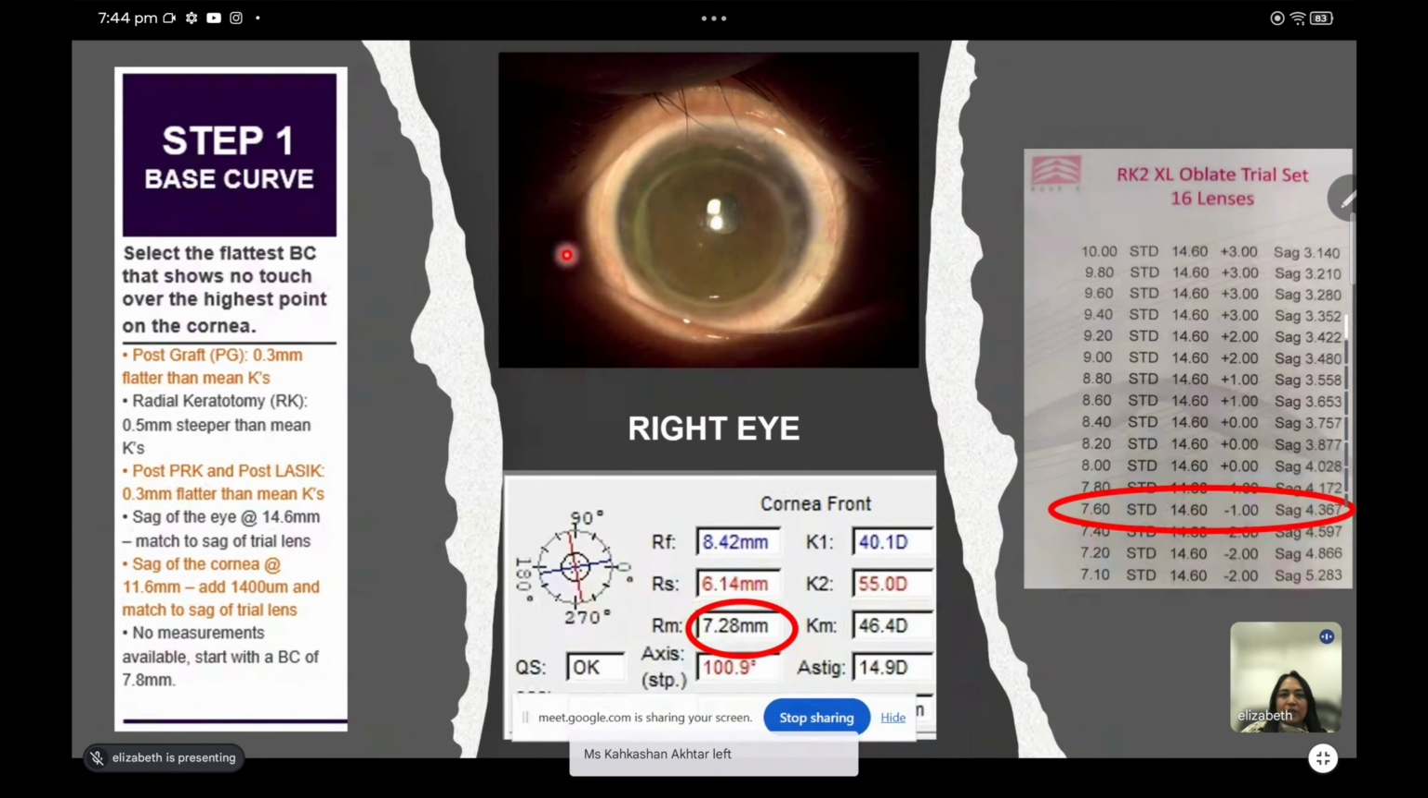All right, so this is our patient's eye. You can see the graft-host junction over here. You can see all the stitches are out already. So his eye looks pretty good to get started with fitting contact lenses.